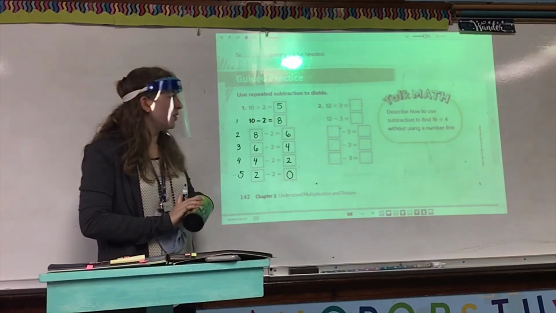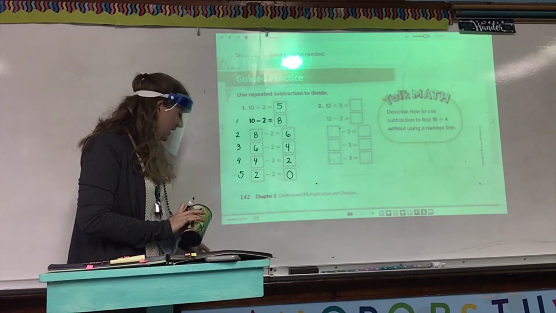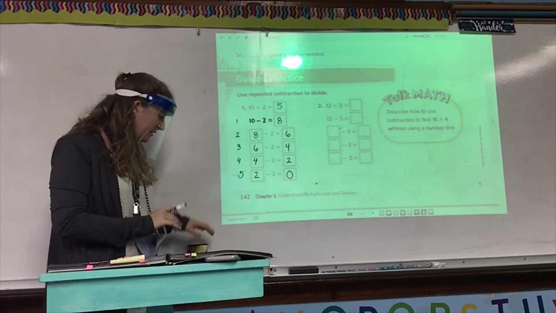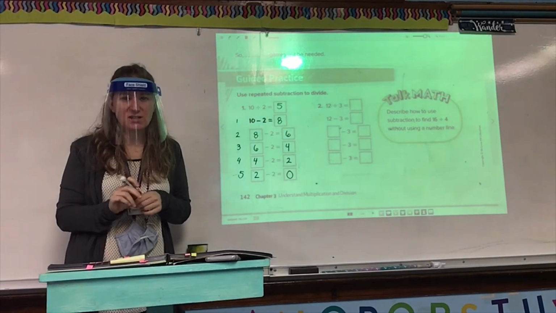Very good. Number 2, we have 12 divided by 3 equals something. Well, Smith, we need to use repeated subtraction. So where am I starting?